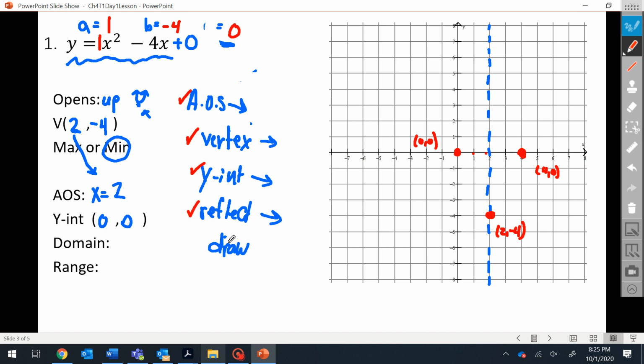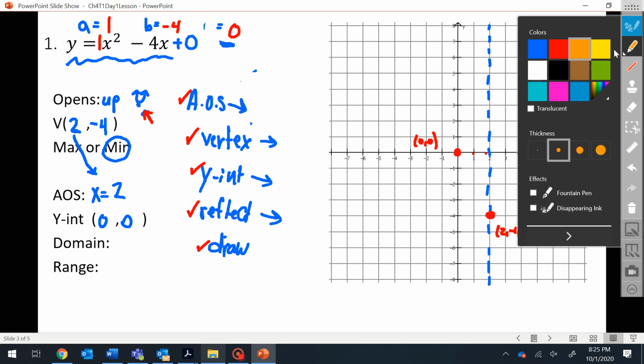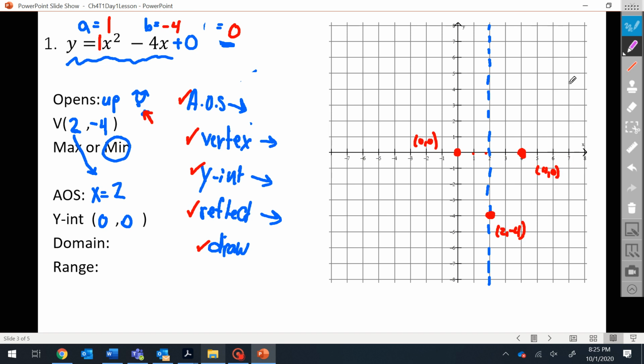All I have left now is to actually draw the parabola. Remember, it should look something like this. It should look like a U shape. So I'm going to pick a color. Let's go with, I really want purple. All right. And I'm going to trace a parabola. It doesn't have to be perfect. It just needs to look something like a parabola. All right, yours will probably be better than mine because I'm trying to do this on my drawing tablet.